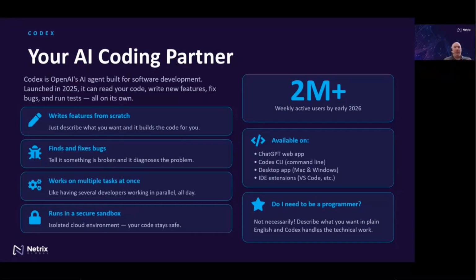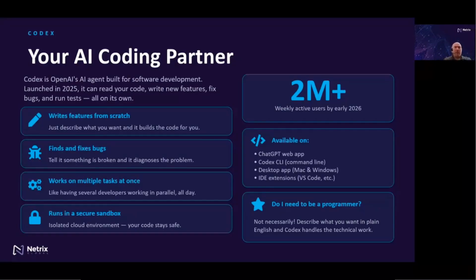But anyways, Codex is your AI coding partner. You can build full-blown applications within here. You can write features from scratch. You can just give it a prompt and it will do what you're asking it to do. It will develop an entire program, mobile app, or web app, those types of things. It will find and fix bugs. It's gotten really good over the past few months, not to say that it wasn't great before. You can do parallel development where it does multiple things at the same time, and it runs on a secure sandbox.